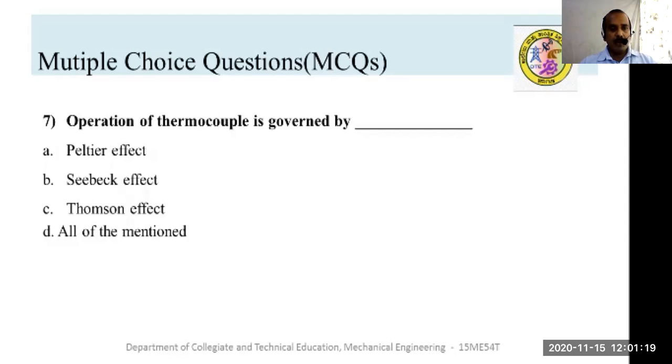Operation of a thermocouple is governed by Peltier effect, Seebeck effect, Thomson effect, all of the above mentioned. The answer is D. Operation of a thermocouple is based on three major effects. Peltier, Thomson, and Seebeck all describe the relationship between current flow and the temperature between two different metals.